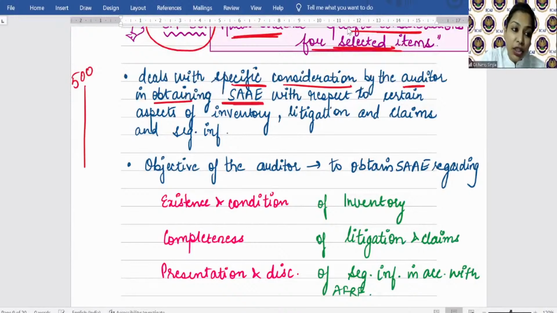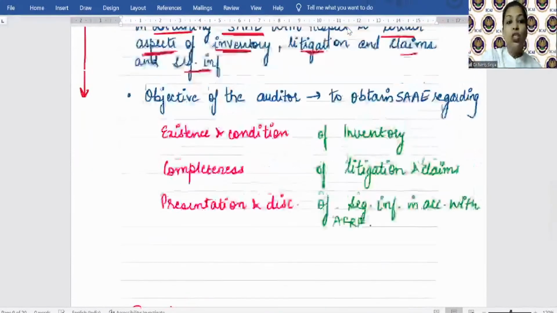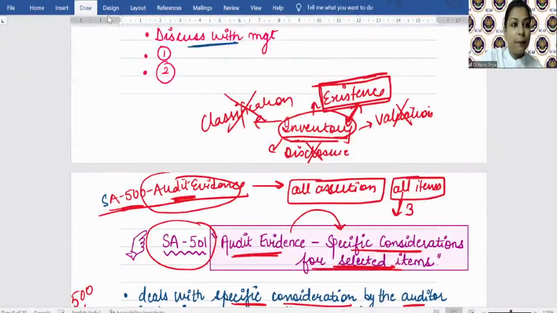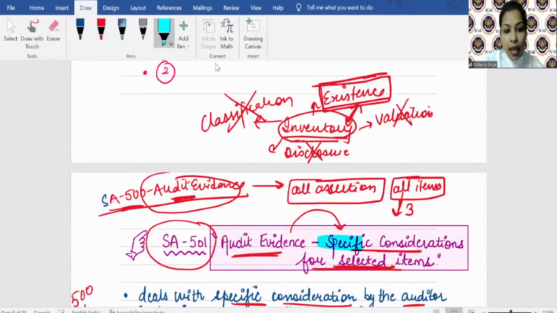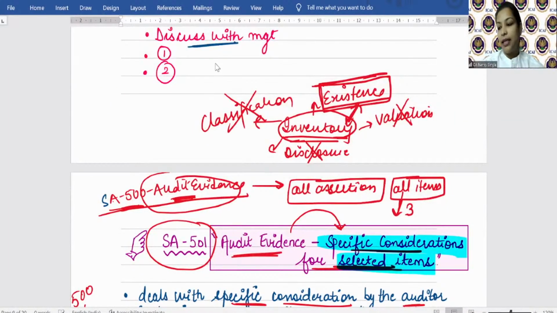And in fact 500 series के जितने भी SAs we are going to perform, सभी का purpose क्या होगा, to obtain sufficient appropriate audit evidence with respect to certain aspects of inventory, litigation and claims and segment information. So what are those specific considerations and what are those selected items?